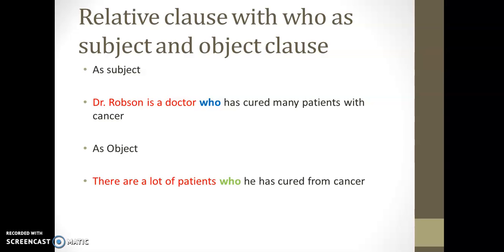In the second sentence, we have there are a lot of patients who he has cured from cancer. Who is renaming there are a lot of patients, or patients. In this case, who is not renaming the doctor, and that's why it is considered as an object. We can ask the verb, who has he cured? And the answer is going to be, there are a lot of patients. That's why it is considered as an object.